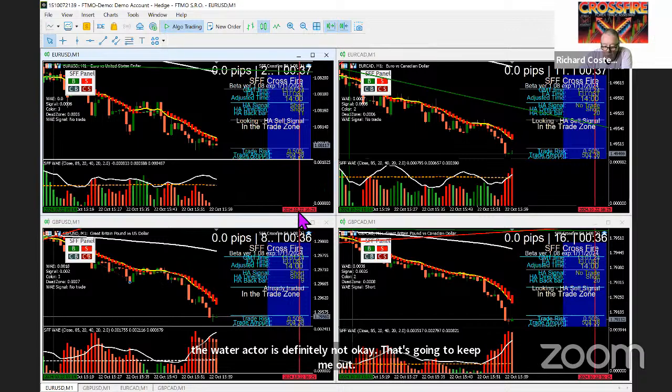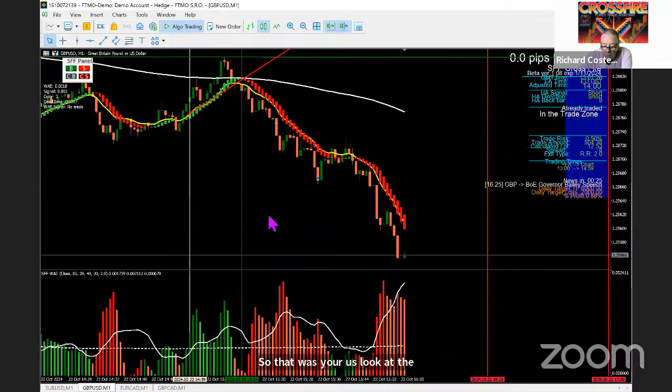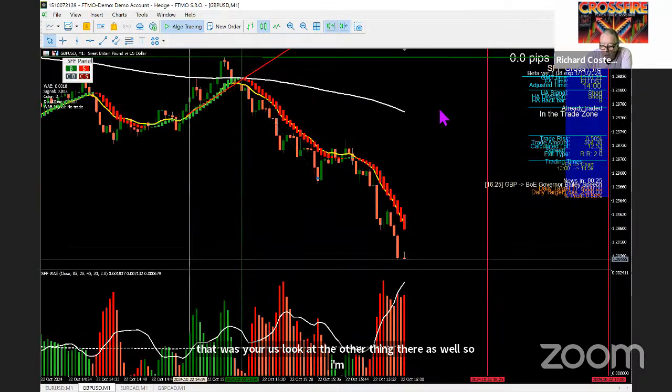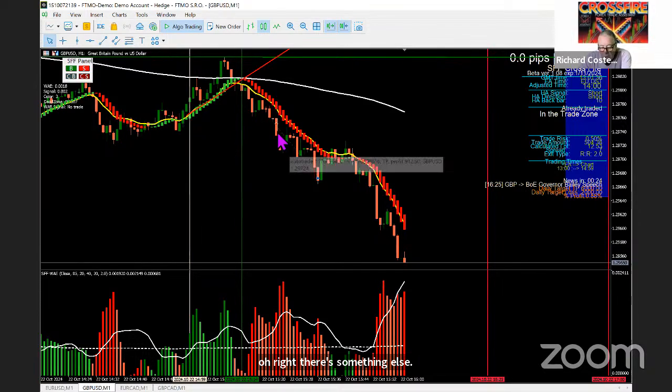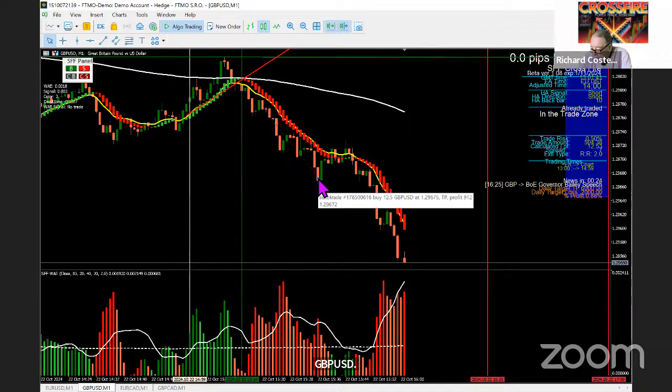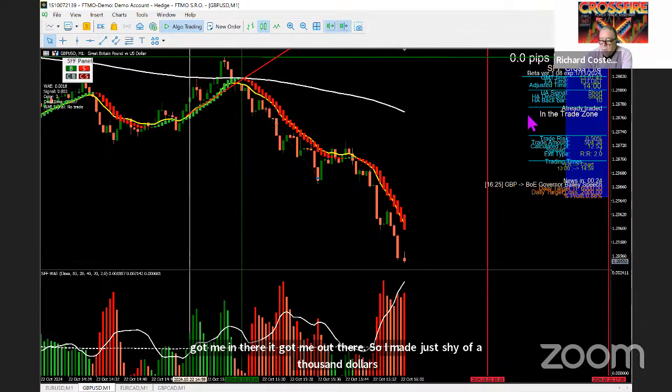I'll look at the other 3 pairs whilst that's it. I'm below the red trend line, so right, there's something else. Because I took a trade on GBP USD, it got me in there, it got me out there, so I made just shy of $1,000. The trading assistant is saying you've already traded this pair, so I'm not going to trade it again.